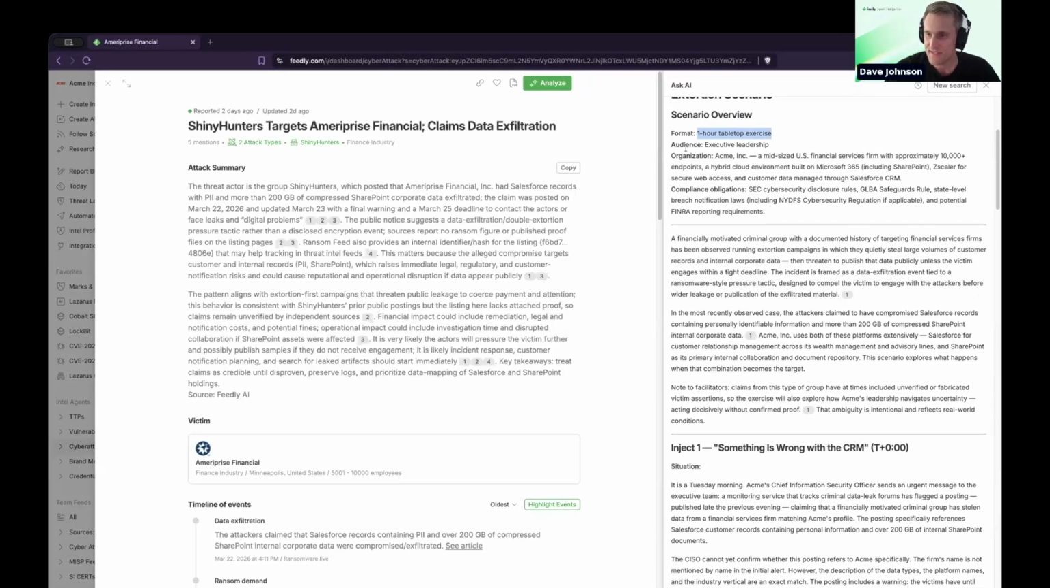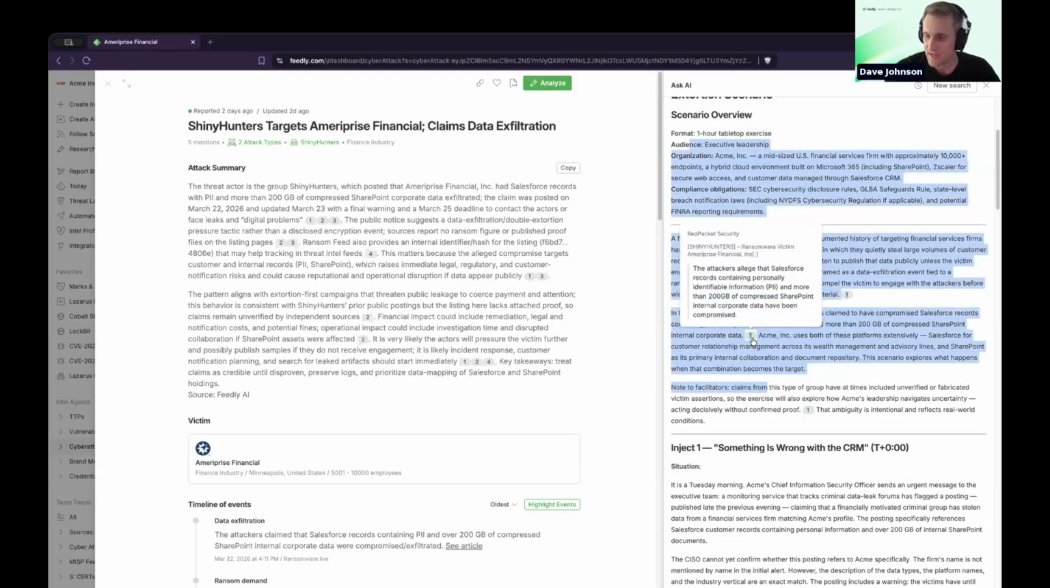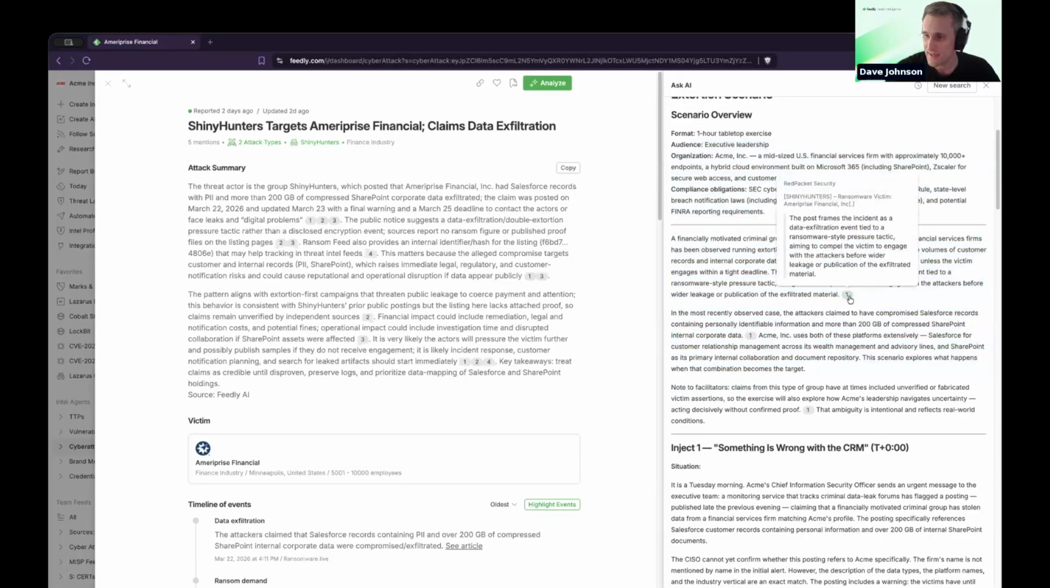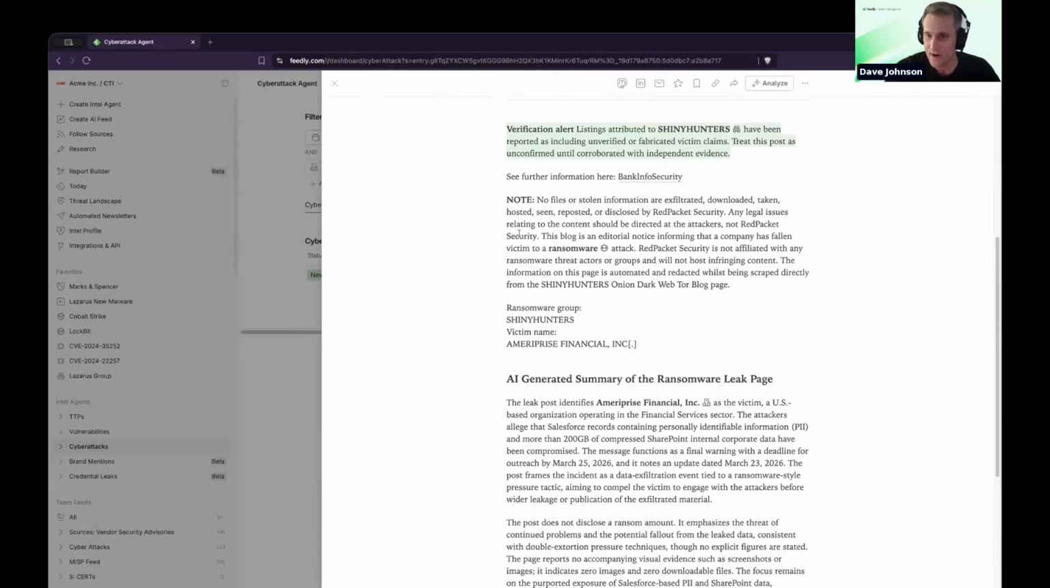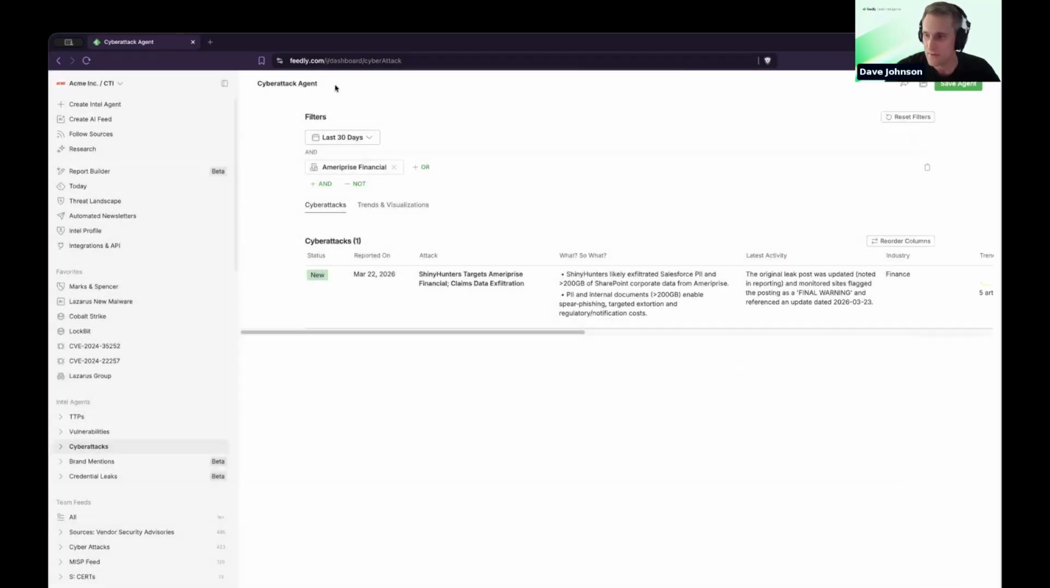But this gives you sort of the setting, the background, citations to certain things that it's getting from the articles. And that's one of the things that Feedly does. We cite all the data points from our LLM responses in the output. And you could always go back to that article and read about it if you need to.